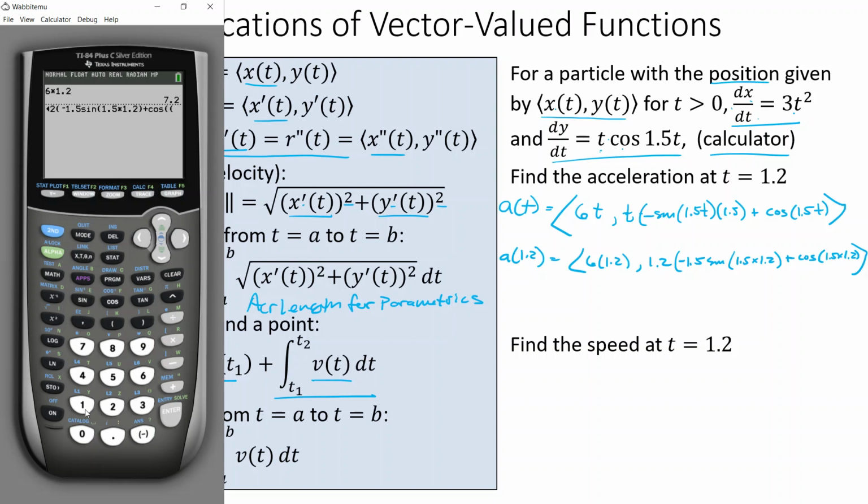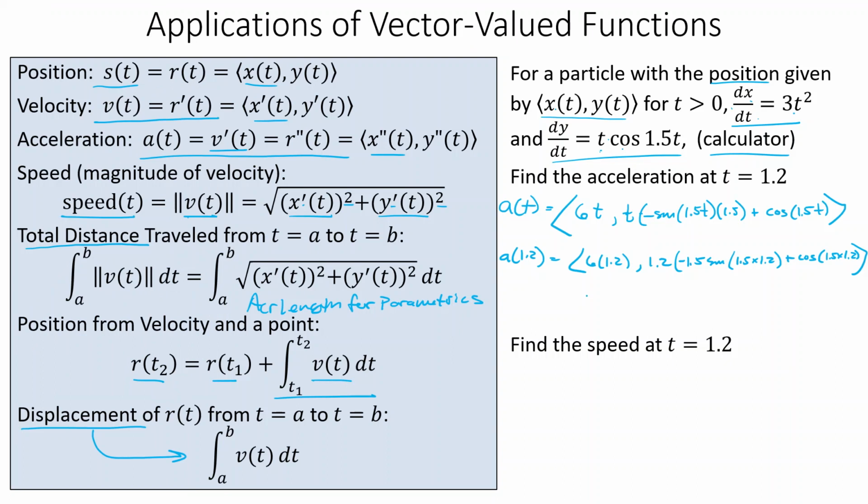I guess I don't need another set of parentheses there. 1.5 times 1.2. And there we go. So I've got 7.2 and negative 2.055. 7.2 comma negative 2.055. If we round, of course, we'd have a 6 at the end. But there's our answer. That is our acceleration at time t equals 1.2.